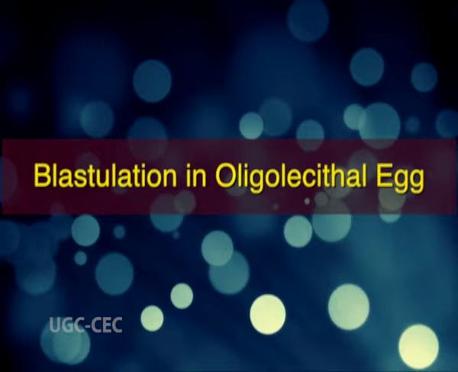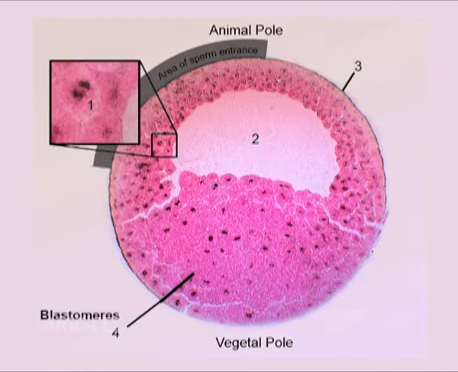The process of blastulation varies from species to species depending mainly upon the amount of yolk present in the developing blastula. Blastulation in oligolecithal egg. The oligolecithal egg contains little yolk, as in Amphioxus and Echinoderm. Holoblastic cleavage occurs in them and the blastomeres are not of equal size. The blastomeres at the vegetal pole are slightly larger than those on the animal pole.